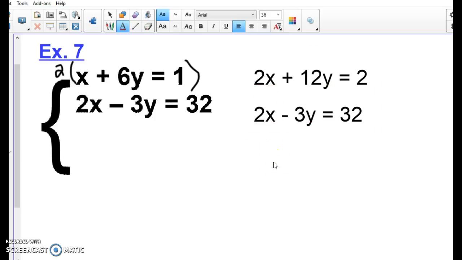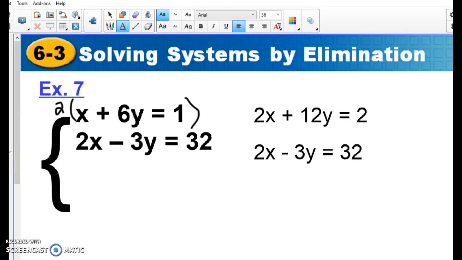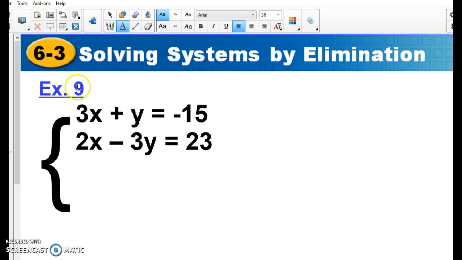And I would do what I just did on the other problem: subtract, get rid of my 2x's, and figure out what y is. There's even another problem that gets a step harder, where none of them are the same. We'll do some examples of those in class, where I'm going to have to multiply both of them by a number in order to end up with the same number in front of the x or the number in front of the y.